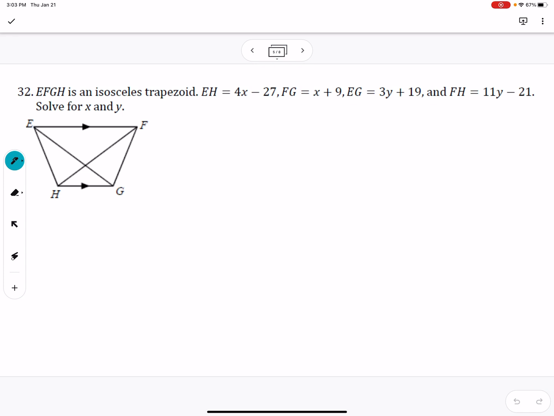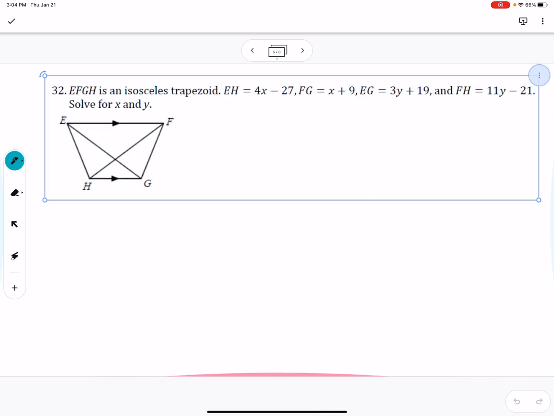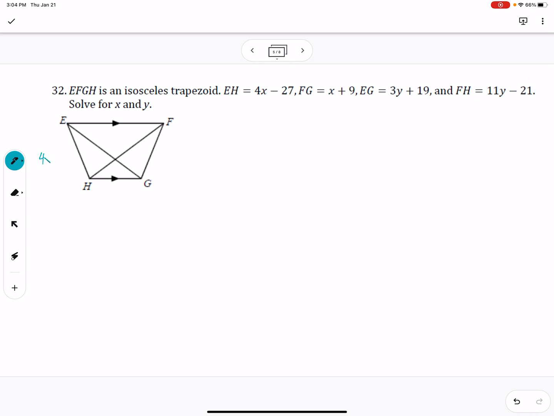Okay, 32. EFGH is an isosceles trapezoid. I'm going to move this over a little bit. EH is 4x minus 27. FG is x plus 9. EG, this diagonal here, is 3y plus 19. So this is 3y plus 19. And FH, this guy, is 11y minus 21.